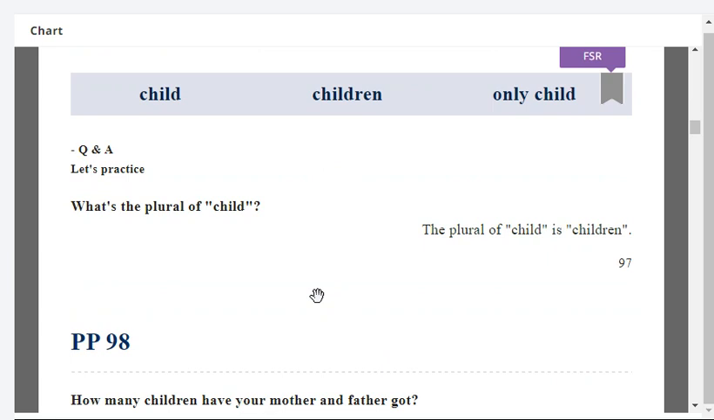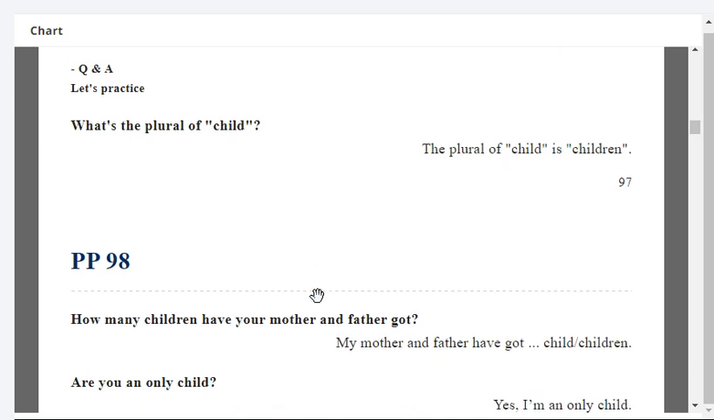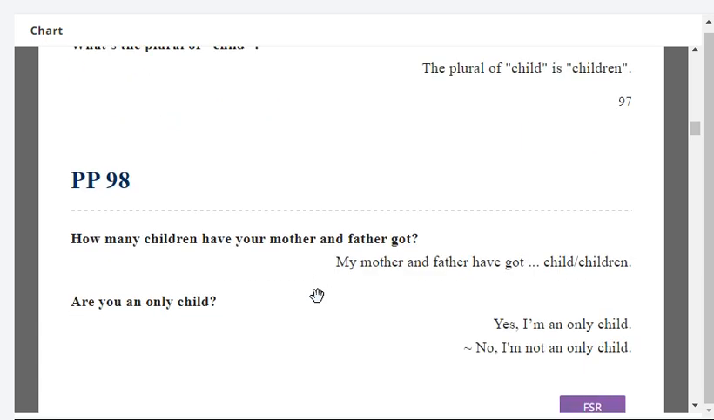What's the plural of child? The plural of child is children. Very good. How many children have your mother and father got? My mother and father have got two children. Very good. Are you an only child? Yes or no? No, I'm not an only child.